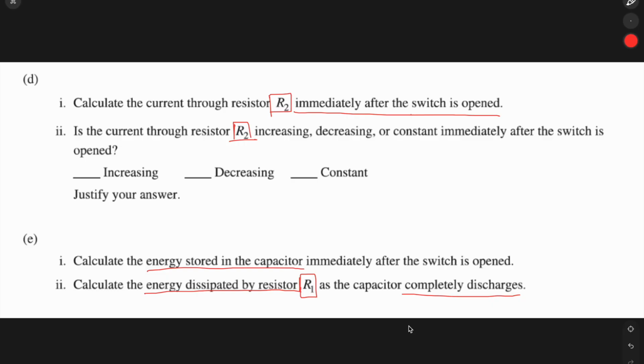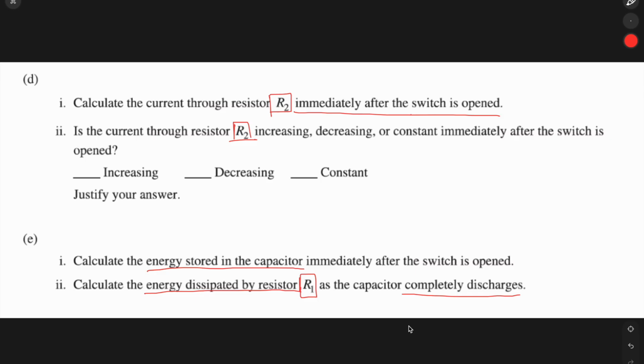Okay, so in this video, I wanted to finish up our FRQ that we were working on by doing parts D and E in one shot. So let's take a look. We want to calculate the current through our resistor R2 immediately after the switch is opened. Sorry, I didn't redraw the circuit here, so hopefully you have a picture of the circuit somewhere, or you have my other video open. Draw the circuit. It is good practice.